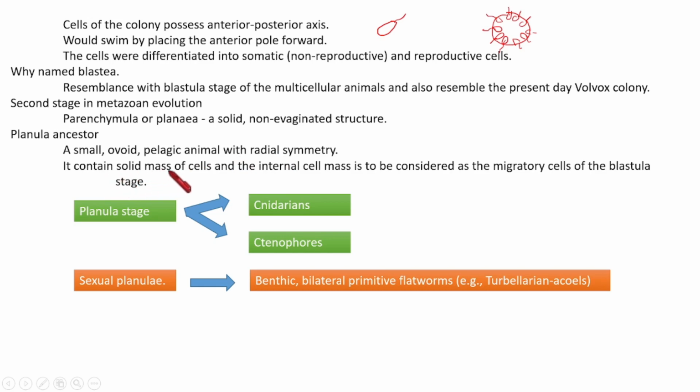And also it contains a solid mass of cells, the inner cell mass of that planula ancestor, which is of the migratory cells of blastula stage. Means those cells emerge from the cells of the blastula stage. That's about this hypothesis. From that planula stage, both the cnidarians and ctenophores have emerged. And from the sexual planula stage, it gives rise to the benthic bilateral primitive flatworms, for example, turbellarians. Okay.